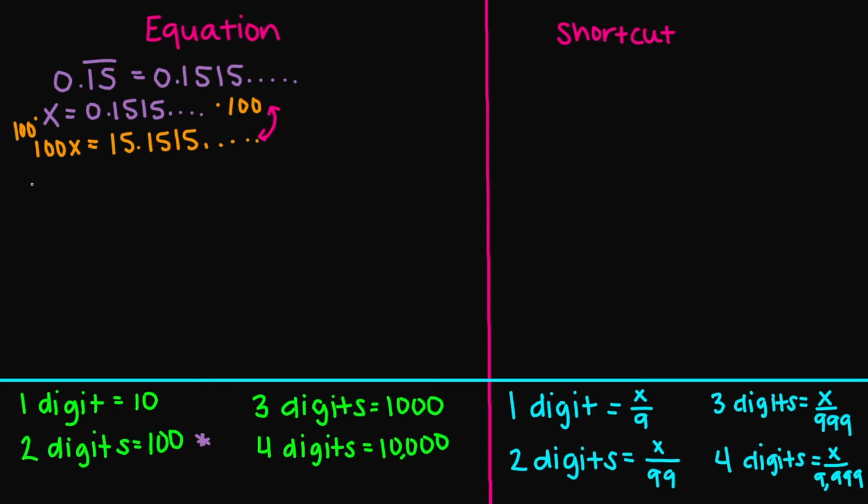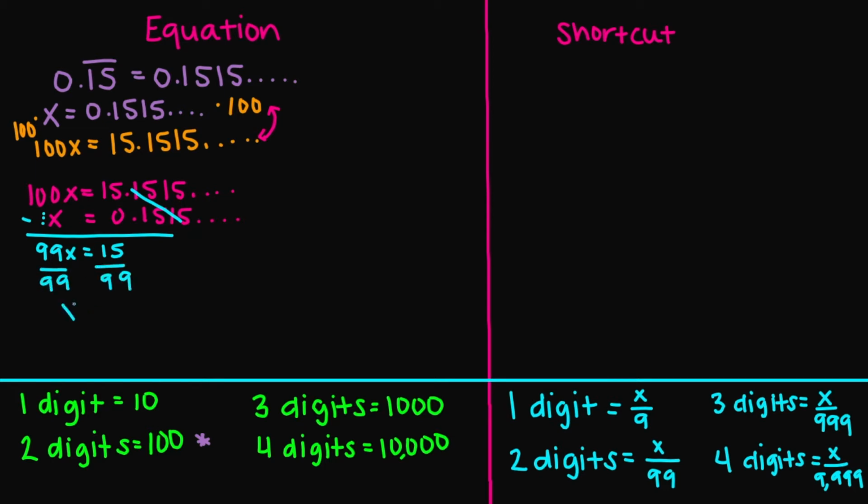So I'm going to go ahead and rewrite it. So I'm going to put my 100x on top equals 15.1515 repeating. And then at the bottom, I'm going to put my x equals 0.1515 repeating. Now let's go ahead and subtract 100x minus 1x. This is going to be 99x. And then here on this side, notice your 15s here are going to cancel out. So you're just left with 15 here on the right side. Now I'm going to divide both sides by 99. So you're going to get x equals 15 over 99.